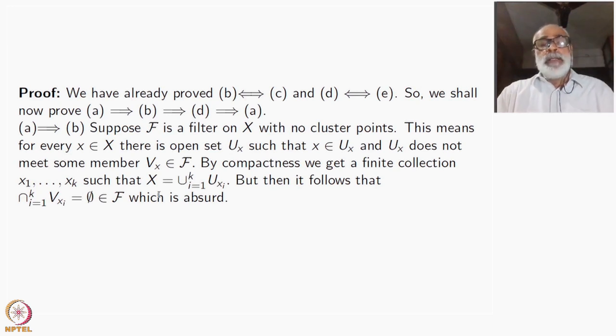Okay. It is not very hard to prove it directly also. You can try to prove it directly instead of by reductio ad absurdum, instead of assuming there is such a filter and then proving that X is not compact. So I have used compactness, and if we assume a filter with no cluster point, then I have arrived at a contradiction. All right.